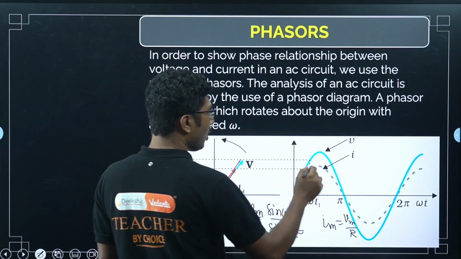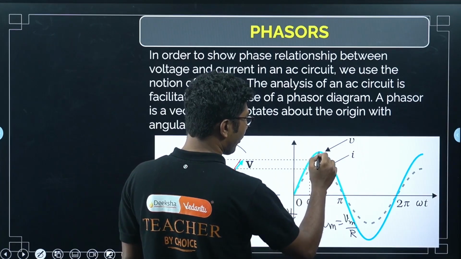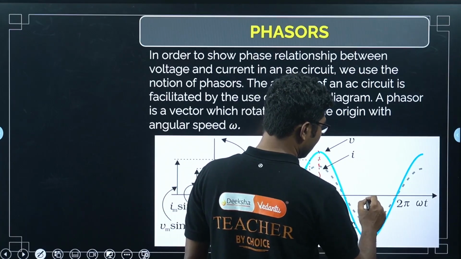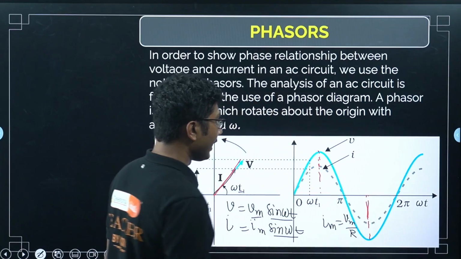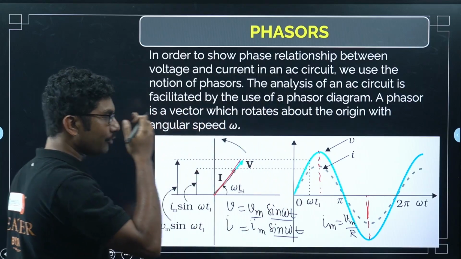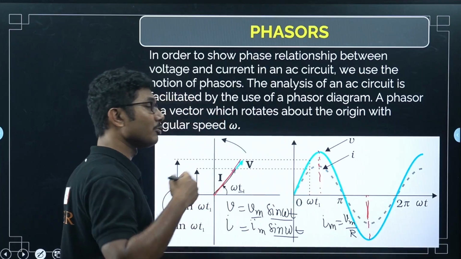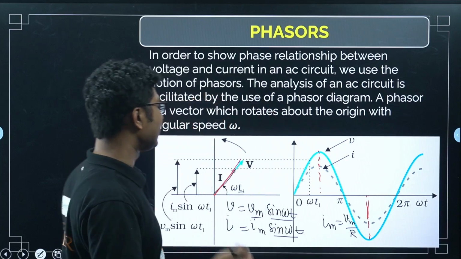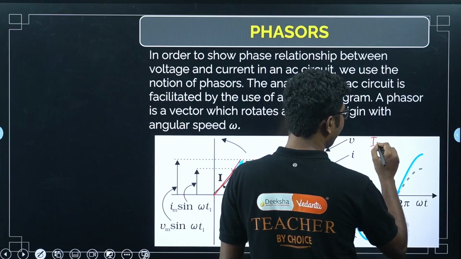Whenever V attains its peak, at the same point I also attains its peak. When V goes to the lowest possible value, I also goes to the lowest possible value. When V is 0, I is 0. Every time they go to 0, they go to 0 together. Every time they go to maximum, they go to maximum together. Whenever they go to minimum, they go to minimum together. This is why it is called in phase.